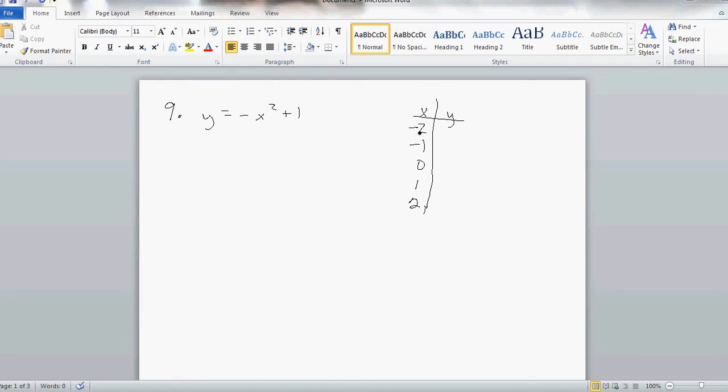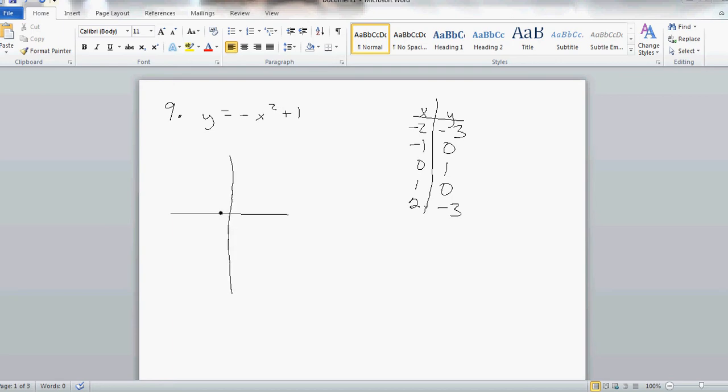And then what we just need to do is plug in each one of these and find the appropriate y values. So if we plug in -2 here, -2 squared is 4, -4 plus 1 is -3. Plugging in -1, -1 squared is 1, -1 plus 1 is 0. Plugging in 0, we get 0 plus 1 is 1. 1 squared is 1, -1 plus 1 is 0, and finally 2 squared is 4, -4 plus 1 is -3. And so we have 5 very good points here.